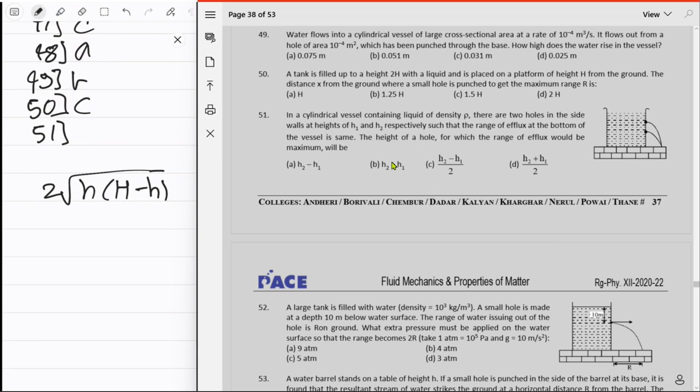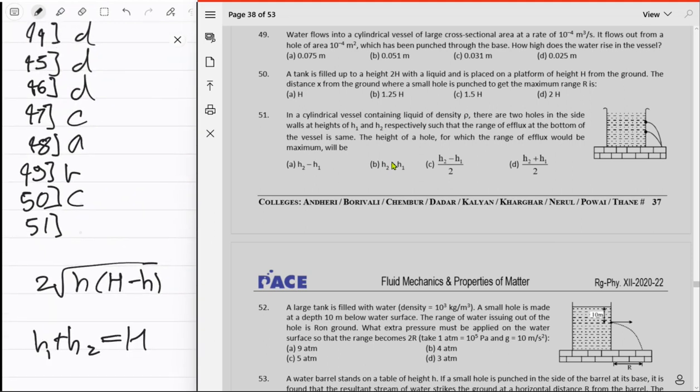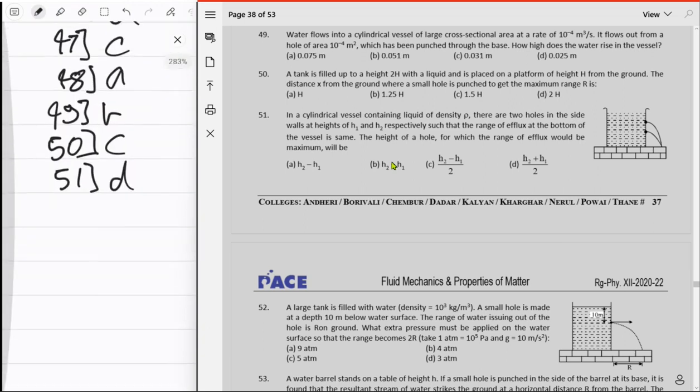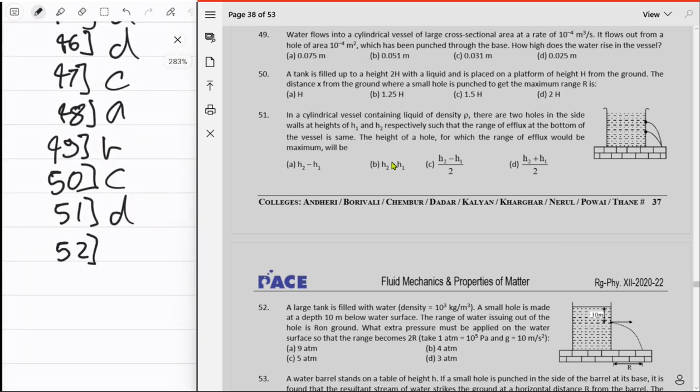So if these two are to be the same, there's only one way: h1 plus h2 should be equal to capital H. So the height of hole for which range is maximum is h1 plus h2 upon 2, capital H upon 2, right? So that's D. Next question. Remember, a quadratic has only two solutions at max, so the only way is h1 plus h2 has to be capital H.